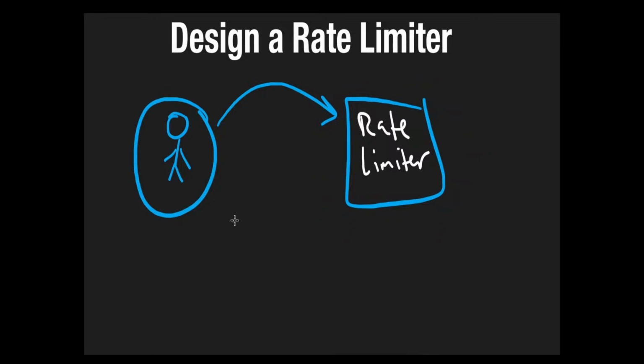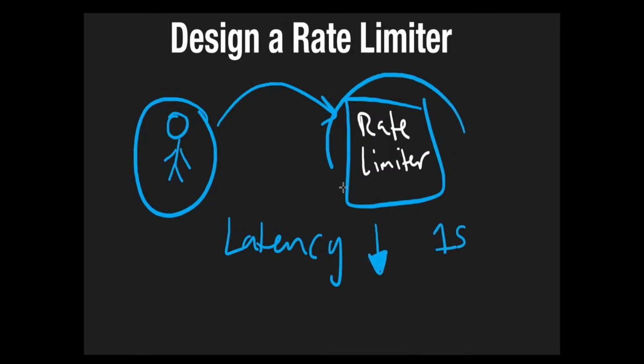So I would ask about the latency requirements, but I would already think that we want latency to be as low as possible, because we don't want to add another 1 second to every request now just because we have a rate limiter. We want to pretend like the rate limiter doesn't even exist. And latency is probably the most important non-functional requirement in this context.